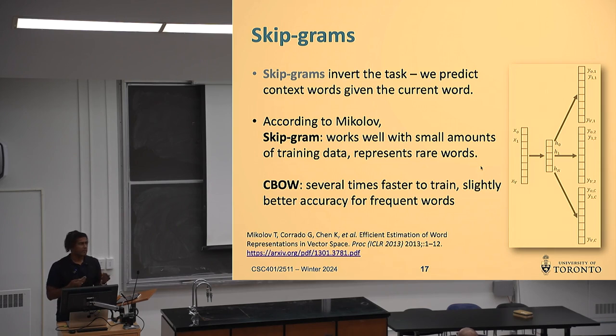So there are two variants, each with its pros and cons, but the main idea in skipgram is that the task is inverted: given one word, you're trying to predict the context words. Here you're predicting 3 context words. Think of each of them as an individual multinomial distribution over the number of words in your vocabulary.